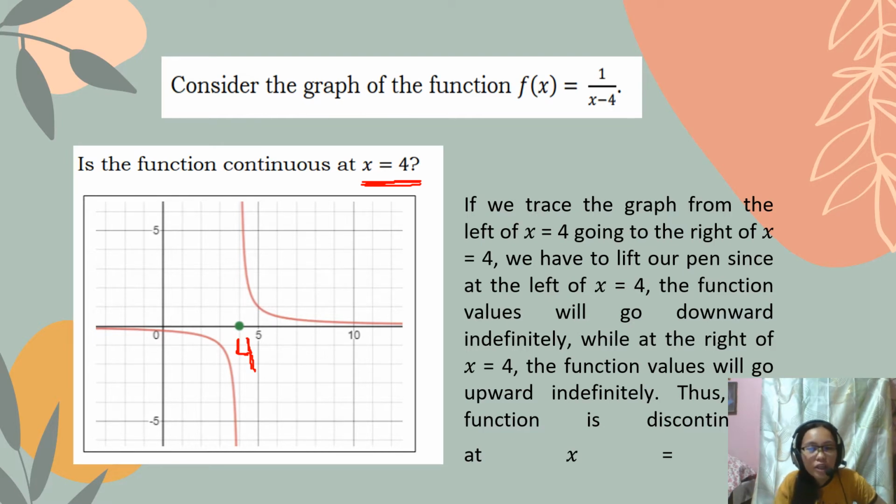So if we trace the graph from the left of x equals 4, that's what I was saying earlier, from the left of x equals 4, obviously the graph shoots down. It goes downward indefinitely, correct? And at the right, the graph also shoots up indefinitely. Thus, the function is discontinuous at x equals 4.